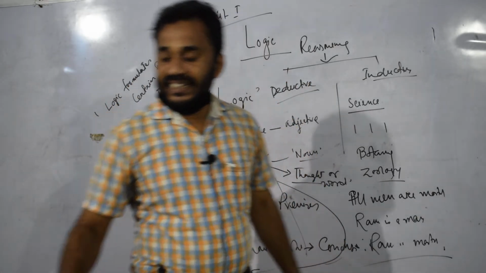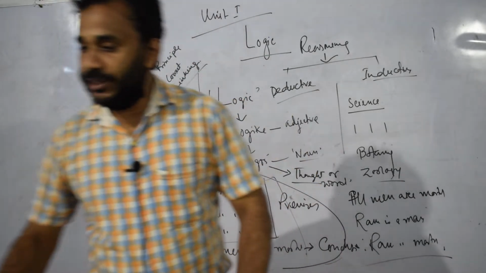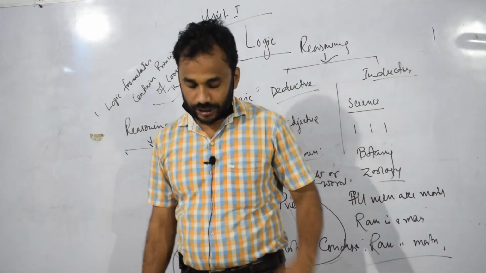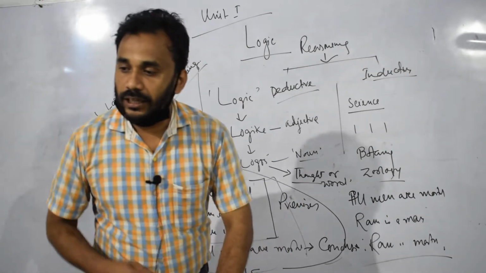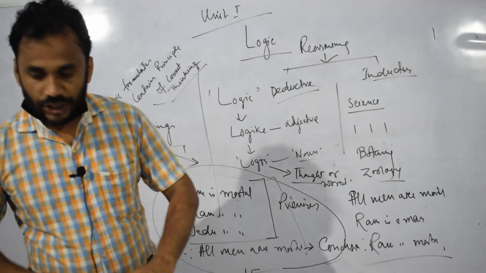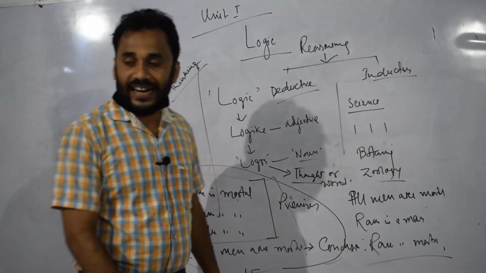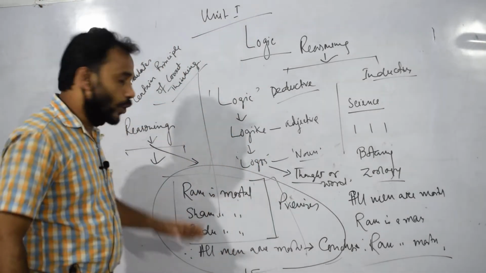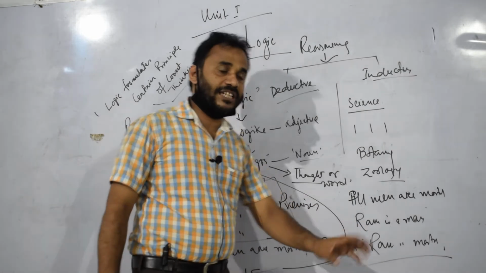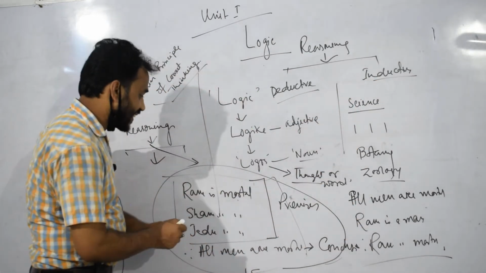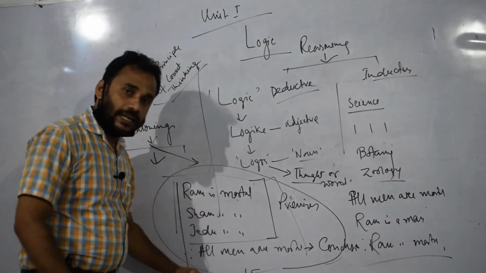Now inductive reasoning. In an inductive reasoning, a general proposition is established as a conclusion on the basis of some observation of facts, and the conclusion is more general than the premises. In deductive inference, the conclusion is not more general than the premises, but in inductive inference, the conclusion is more general than the premises.